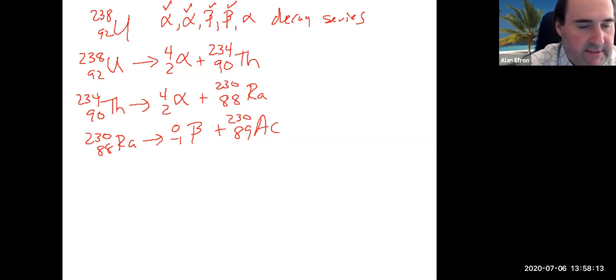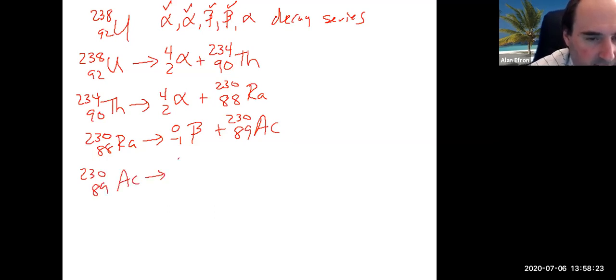So next what would happen would be 230, 89 goes through one more beta decay here. And again, we're going to have to go up now to 90 and 230. And 90 again brings us back to Th.